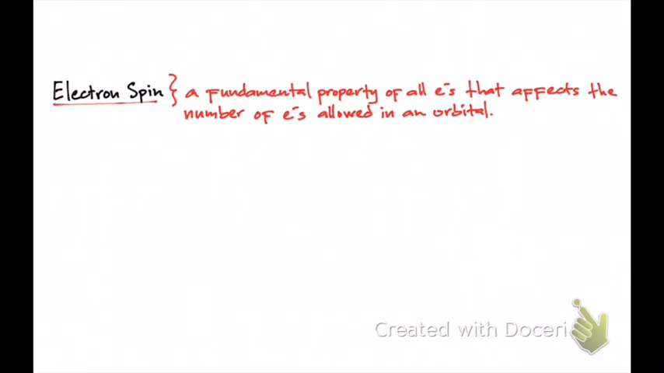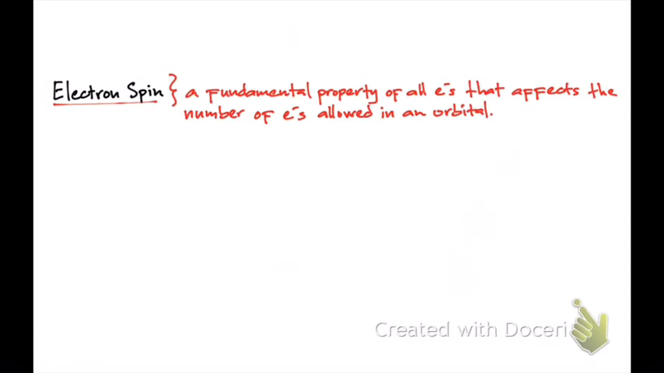So let's introduce a new concept here called electron spin. An electron has a specific spin, and it's basically a fundamental property. Electron spin is a fundamental property of all electrons that affects the number of electrons allowed in a specific orbital. So there's a reason why there's only a maximum of 2 electrons allowed in an orbital, and the reason why is because of the electron spin.